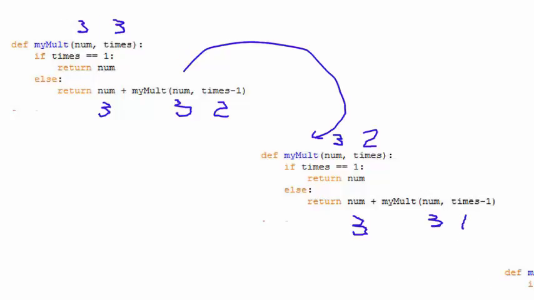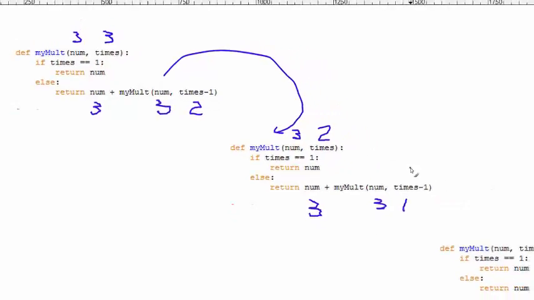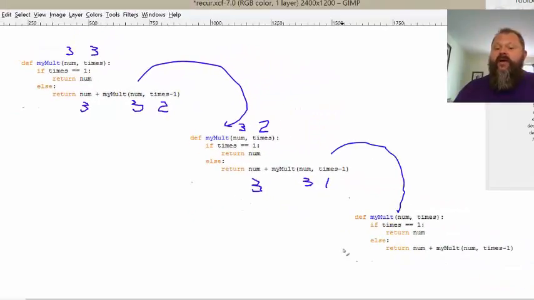Okay, 1. All right. So my mult is called again. It's this one down here now. Just a blank copy. So num is 3. Times is 1. Is times equal to 1? Yes, it is this time. Check. So return num. So now I return the value. So the value of this entire call here is 1. Oh, no, I return num, so I return 3. I was going to say that wouldn't work very well. So it's 3. Okay?